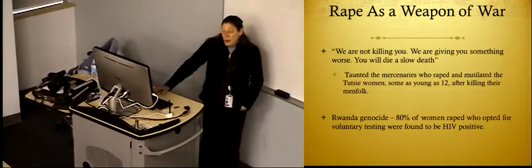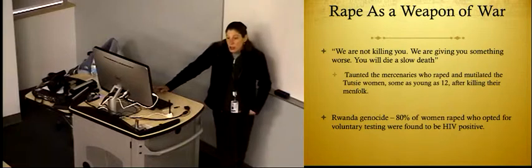So rape as a weapon of war is extremely important with regard to HIV. This is a quote, "We are not killing you, we are giving you something worse. You will die a slow death." This is what mercenaries who raped and mutilated Tutsi women, some as young as age 12, after killing the menfolk, chanted to them. In Rwanda, during the genocide, about 80% of women that opted for HIV testing were HIV positive.